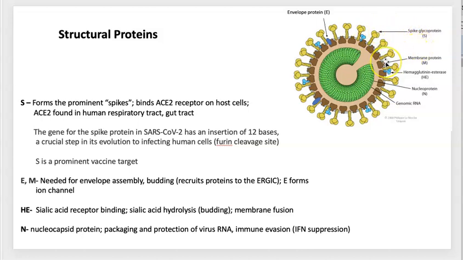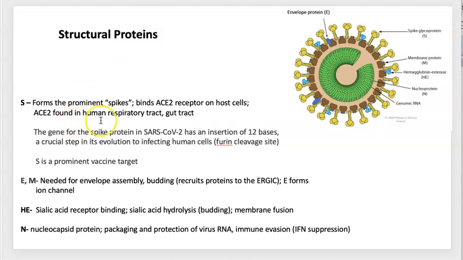These membrane proteins are present, as well as this hemagglutinin esterase protein, and then, of course, nucleoproteins that intimately associate with the viral RNA to protect it from degradation and keep it in a certain conformation. And then, of course, the genomic RNA that's buried within there. So I've just got some text here to explain what some of these things do. So S, for example, forms the prominent spikes. It binds to the ACE2 receptor.